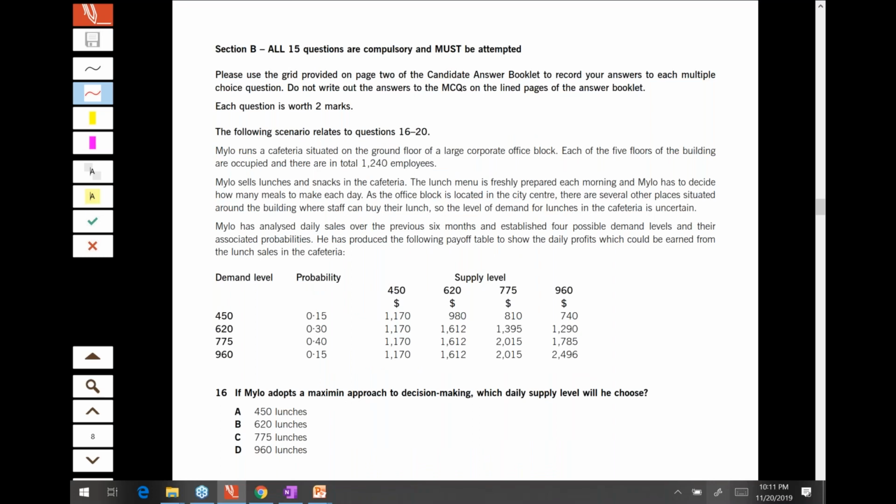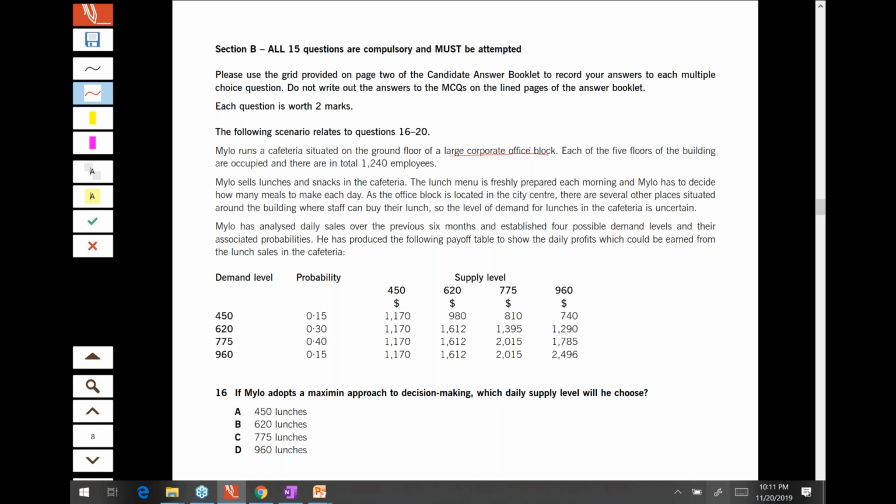Milo runs a cafeteria situated on the ground floor of a large corporate office block. Uncertainty. In uncertainty, I did mention we use decision rules. Decision rule means maximax, maximin, minimax regret rule, because in uncertainty you don't have probabilities. And these techniques do not use probabilities, as you will see right now.